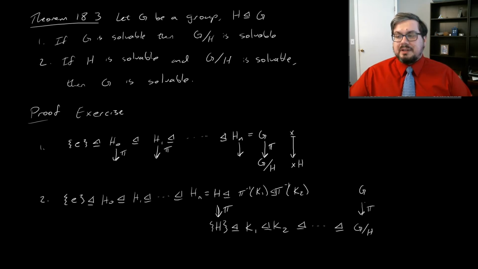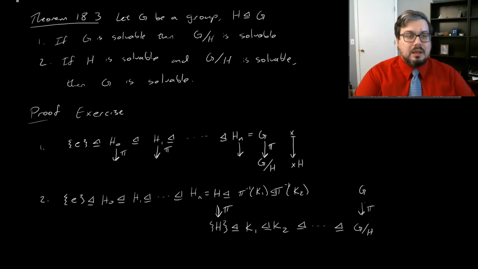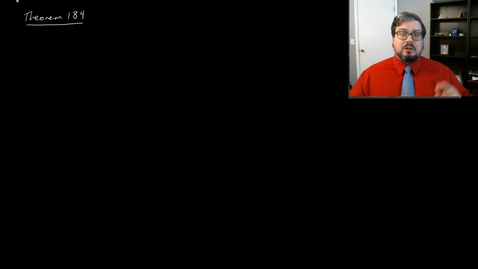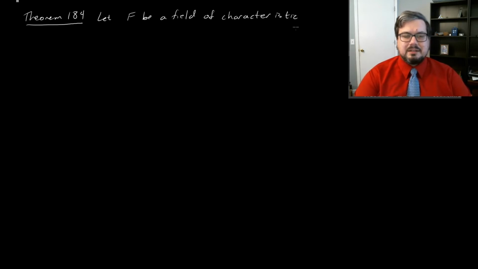All right, so now we're ready to get to Theorem 184. Now there are a lot of moving pieces on this one. I'll try to make it as clear as I can, but we're going to be making reference back to both of the theorems that we just proved, as well as some other properties of field extensions that we've been talking about for a while. So let's let F be a field of characteristic 0. We're not going to try to prove it in more general cases yet.